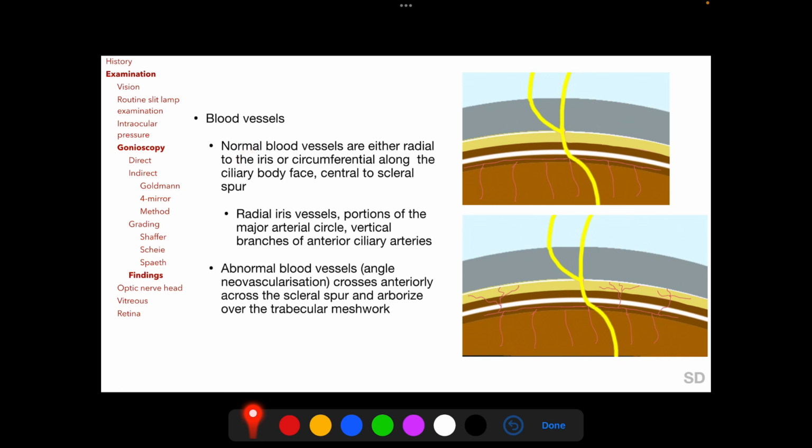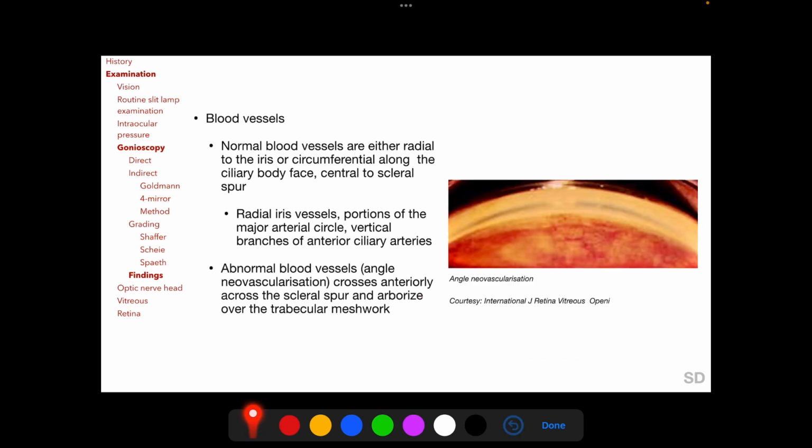Normal blood vessels are either oriented radially on the iris or circumferentially along the ciliary body band central to the scleral spur, and these include the radial iris vessels, portions of the major arterial circle, and vertical branches of the anterior ciliary arteries. Abnormal blood vessels found in angle neovascularization cross anteriorly across the scleral spur and arborize over the trabecular meshwork. And this is very important to remember. So this photograph shows angle neovascularization.